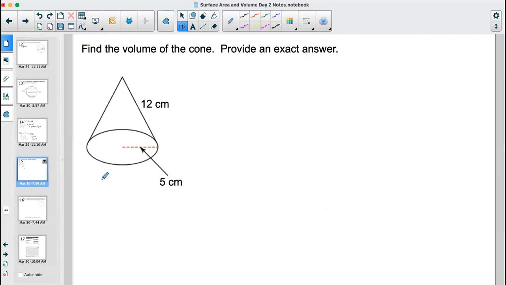All right, find the volume of the cone. Provide an exact answer. Okay. Sure. So the volume of a cone is 1/3 pi r squared h. I've got the r, but I don't have the h. But I remember when I was finding surface areas that there's a way to find the height. I can draw this right triangle here like I did before.